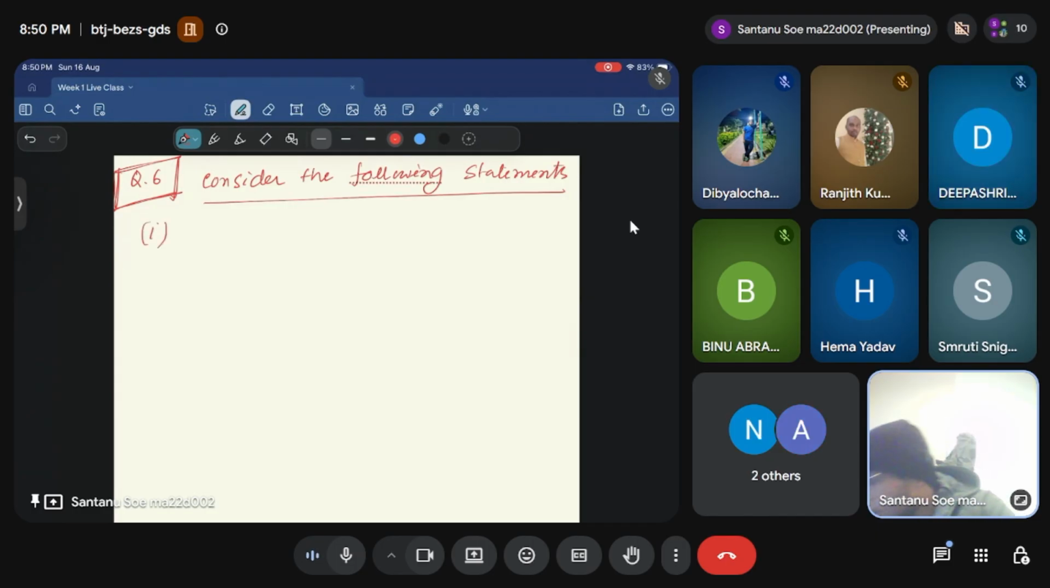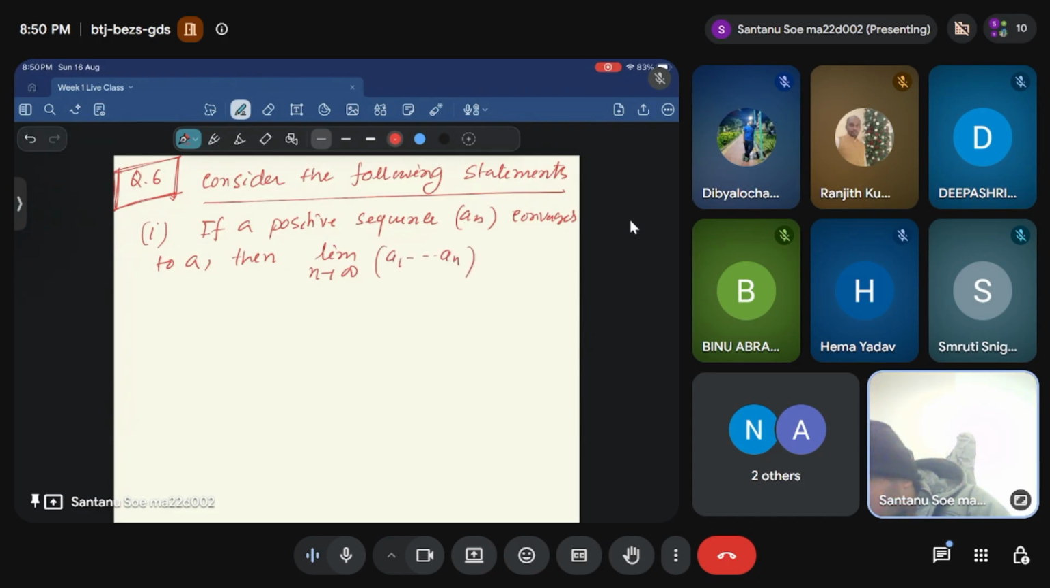The first one is, if an is a positive sequence, and an converges to A, then limit n tends to infinity of (a1 dot an) to the power 1 by n is A.